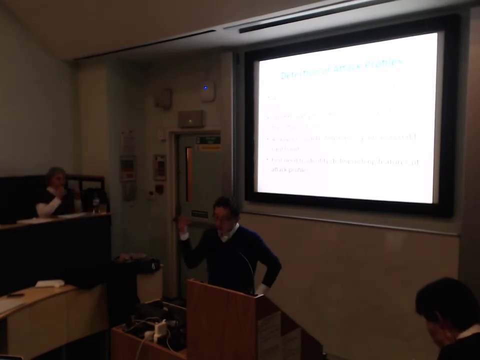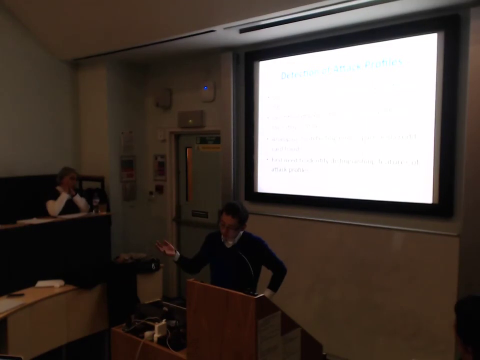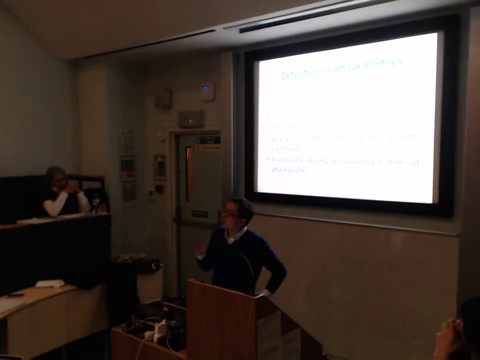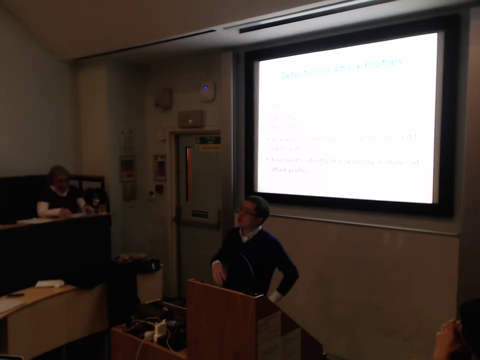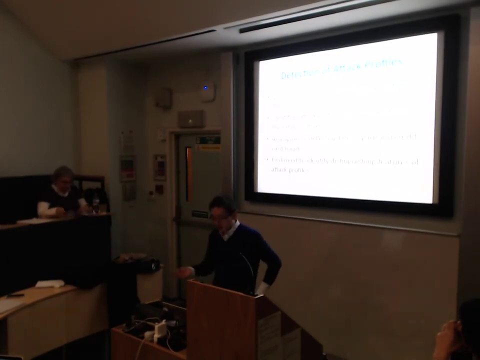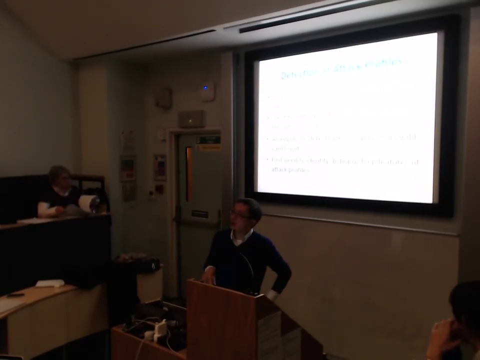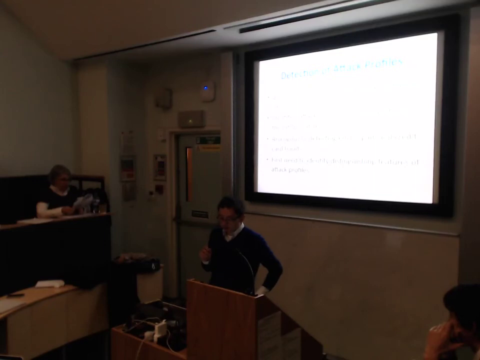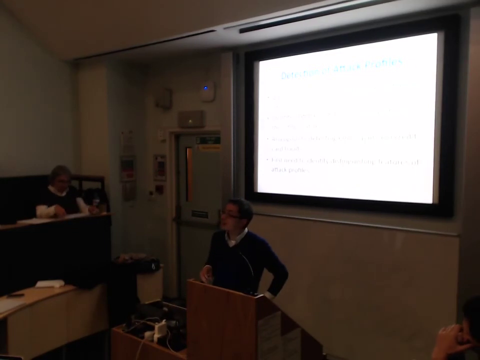So what you can do is identify those profiles in the rating group, and then remove them. Then you would have recovered the original matrix, and you would make a better prediction. So this is quite similar to detecting email spam.